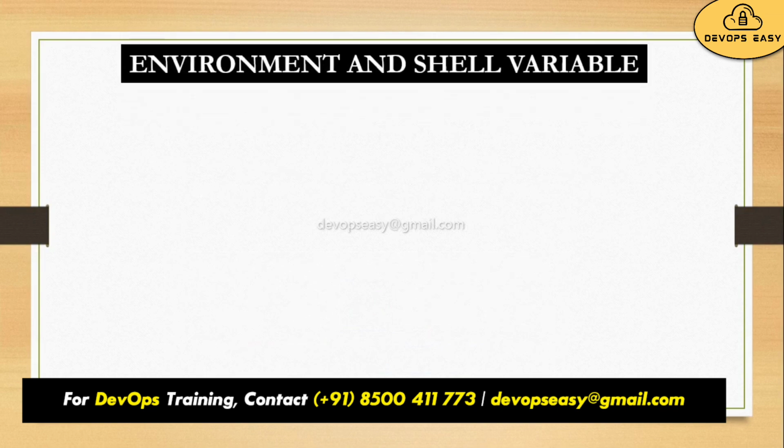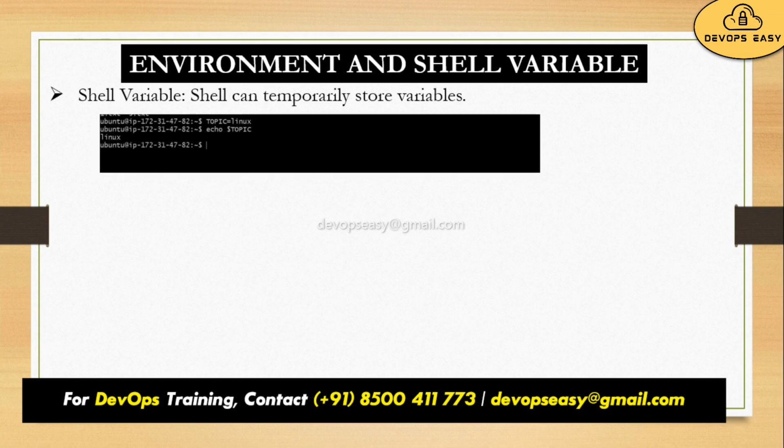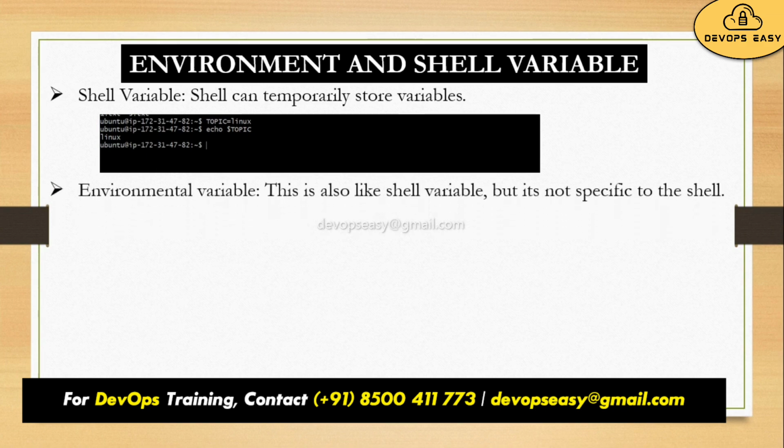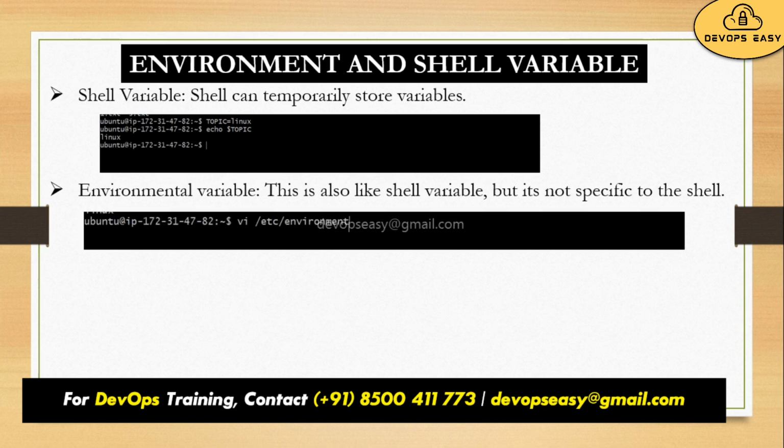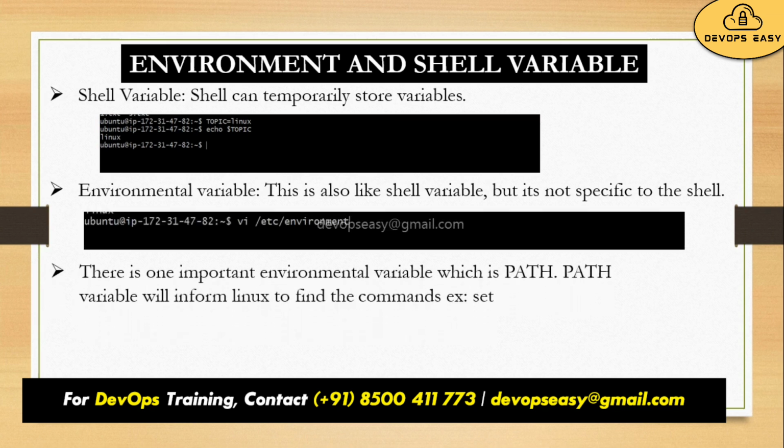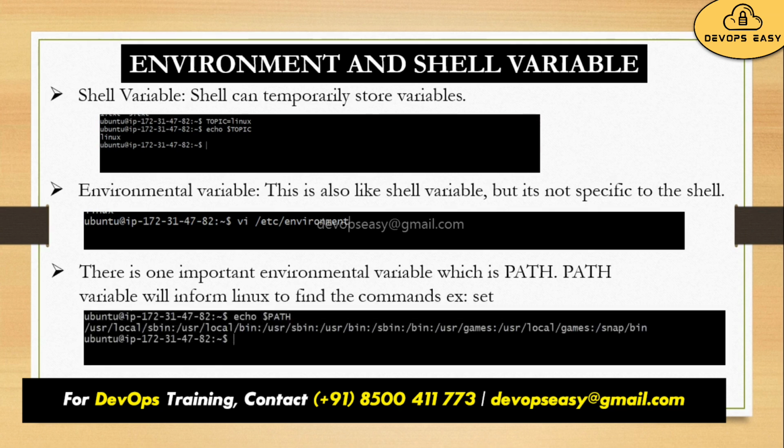Now, one more topic is environment and shell variables. In Linux there are two types of variables: environment variables and shell variables. A shell variable is a temporary variable, it stores the value temporarily. For example, topic equal to Linux. I am going to show you this practically. One more is the environment variable. This is also like a shell variable, but it's not limited to the shell. I am going to explain that right away. And there is one more important variable, that is PATH. That one also we are going to discuss.